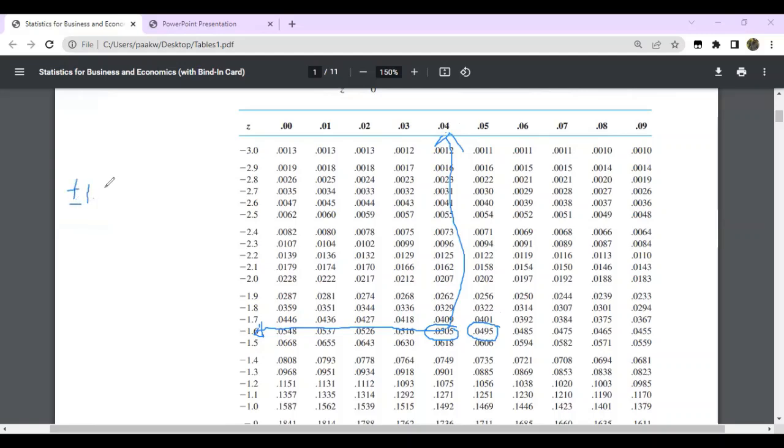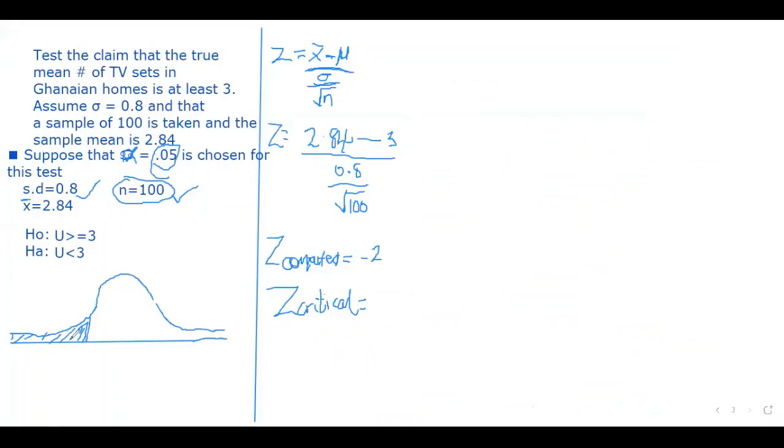Why am I writing plus or minus 1.64? It will be plus when your Z computed is plus, and it will be minus when your Z computed is minus. And because this one is talking about a lower tail test, the Z computed will be negative and the Z critical must be negative. So it's negative 1.64. That's what we got for the Z critical.